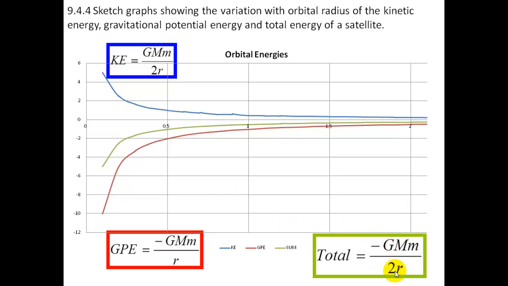Notice that the total energy is always negative. It's always less than 0. If it were greater than 0, then the planet or the object would have escaped from the orbit. It would have left the orbit of the planet or the sun. So planets have a total energy which is less than 0.